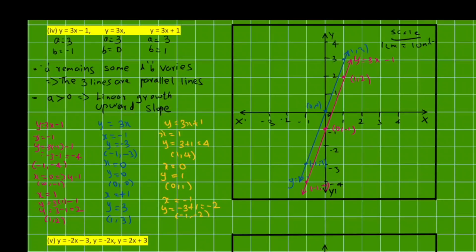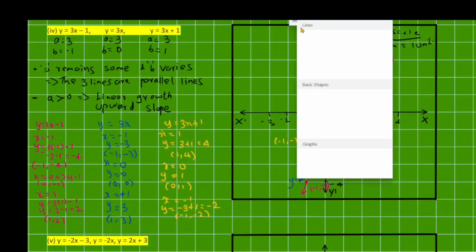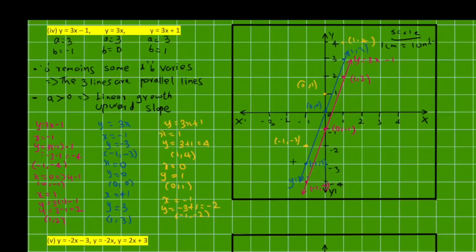Plot at 1 comma 4. So plus 1 and 4. This is the first coordinate point, 1 comma 4. Second one, 0 comma 1. So 0 and 1 is on the y-axis. Next, minus 1, minus 2. Let's join the points. Join all the 3 points.